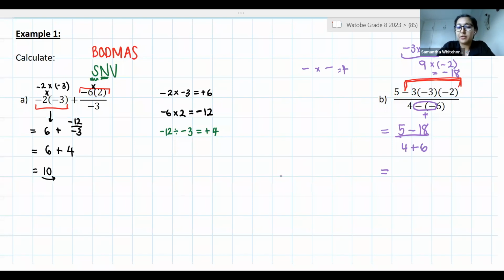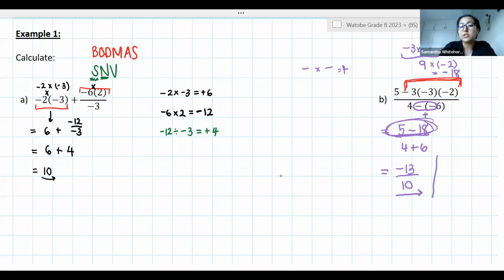Okay, so we've done our multiplication. We've seen that in the denominator, we've got a minus and a minus, so it's actually a plus. And now we can start adding or subtracting. So in my numerator, 5 minus 18 gives me a negative 13. And again, remember, use your number line for these situations if you're struggling. And in my denominator, 4 plus 6 is 10. Now, I can't simplify that because there's no number that divides into both 13 and 10 without a remainder. So that is my final answer.